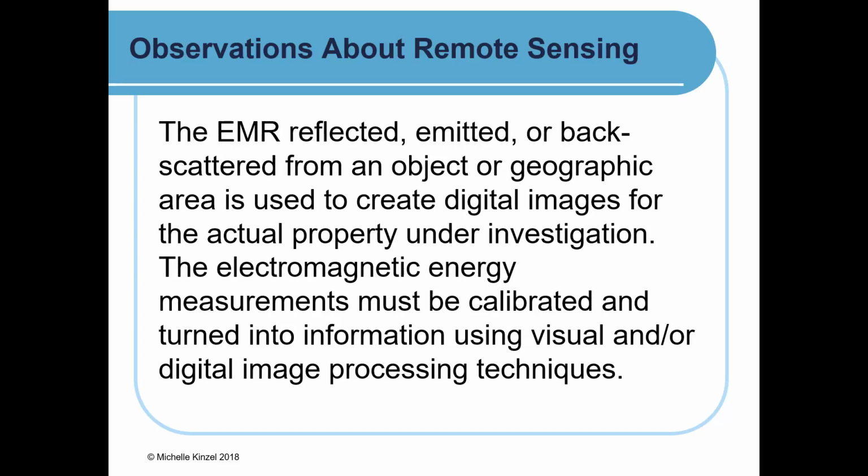The electromagnetic spectrum reflects, emits, or backscatters energy from an object or geographic area, and this is used to create digital images for the actual property under investigation. The electromagnetic energy measurements must be calibrated and turned into information using visual and or digital image processing techniques.